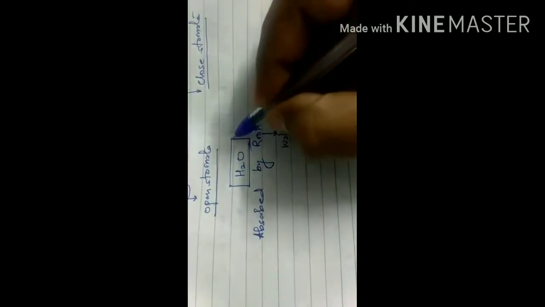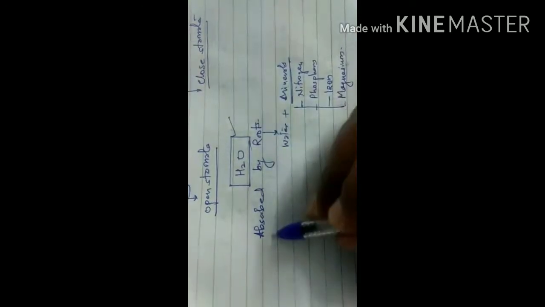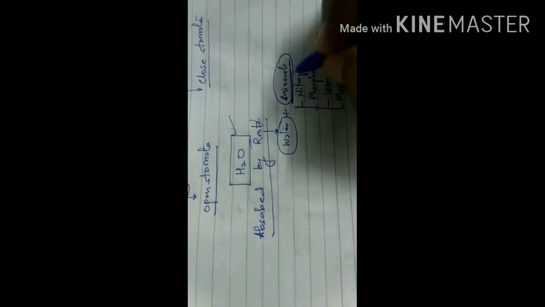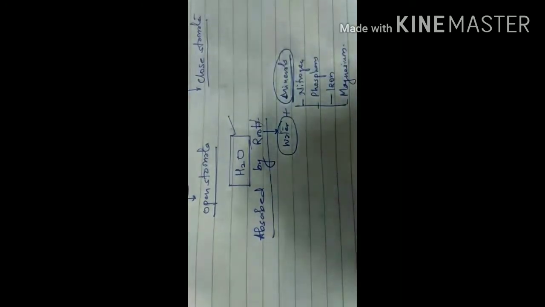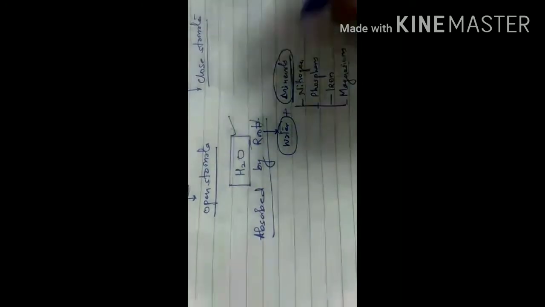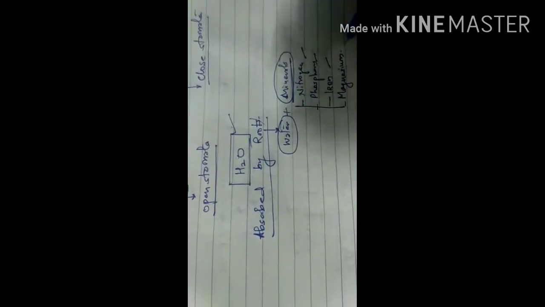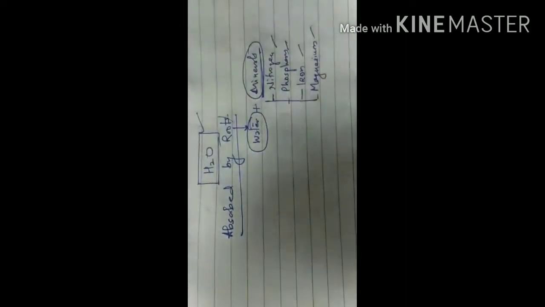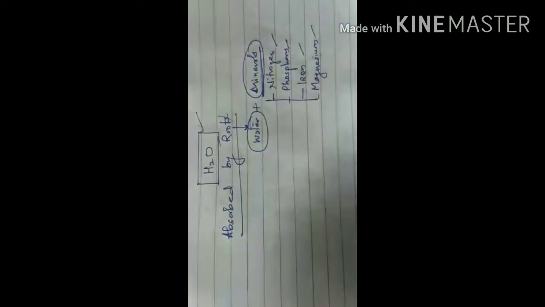Now the second component is water. Water is absorbed by the root, and with water some minerals are also absorbed by the roots, dissolved in the water: nitrogen, phosphorus, iron and magnesium. Out of these, some others are also required by the plant as per the condition and the plant species. Different components are absorbed by the plant. But the main important component is nitrogen.